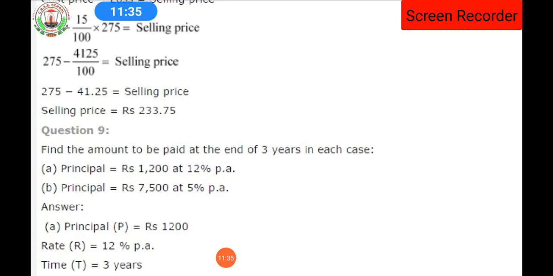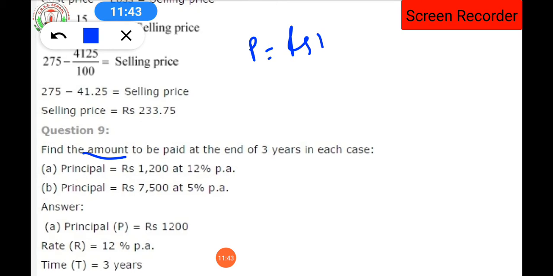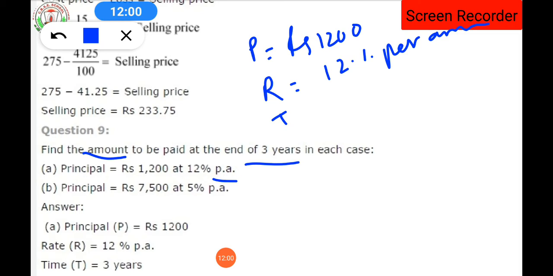So dear student, here we can see that we have to find the amount. So principal is equal to rupees 1200, it is given. Rate is given as 12% per annum. Per annum means per year. In short it is written P.A. Then time is given. Here time is being given how much? 3 years. This is clear to everyone.